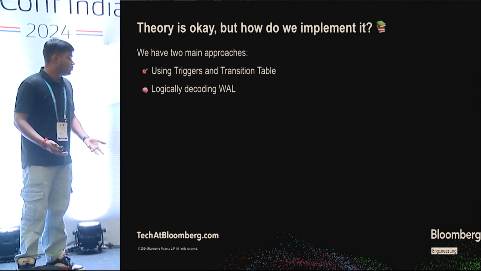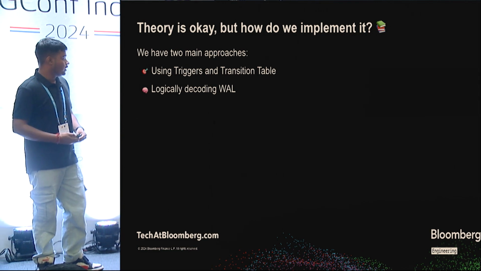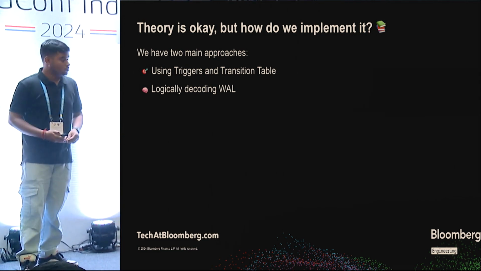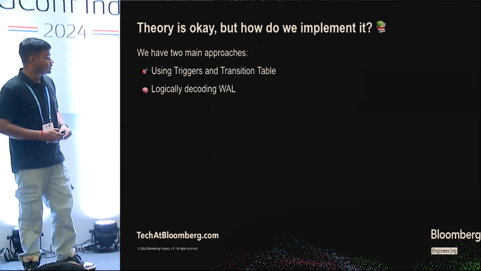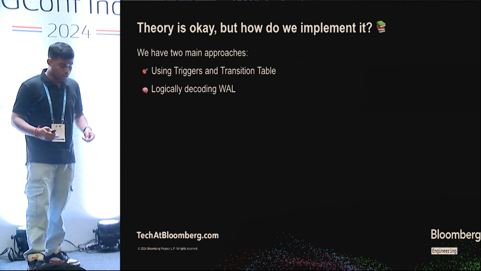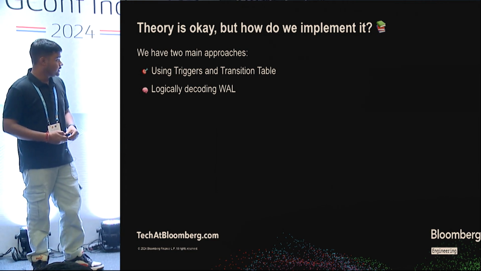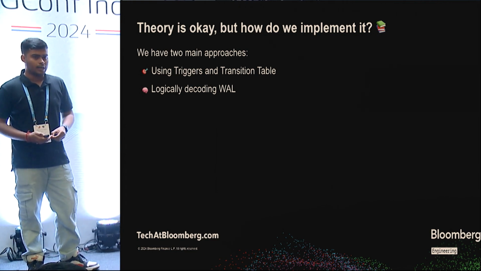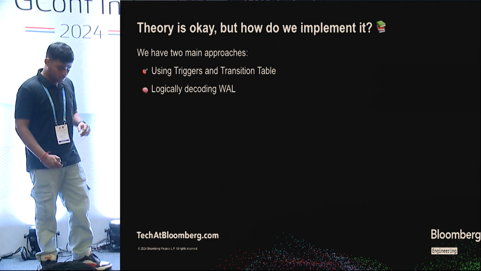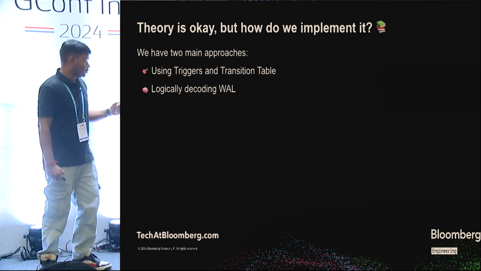Another approach for getting these updated rows is by logical decoding of the write ahead log. For people who don't know about logical decoding, it's a feature of Postgres that was introduced in Postgres 9.4 in the year 2014, where we can basically decode the write ahead log and get the rows that are affected during a particular operation. So that is the second approach.